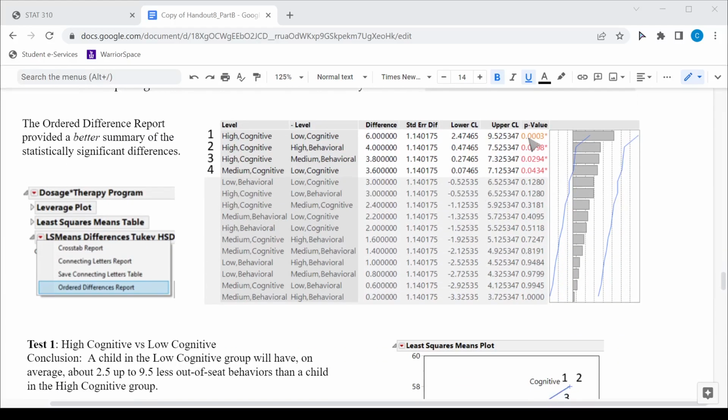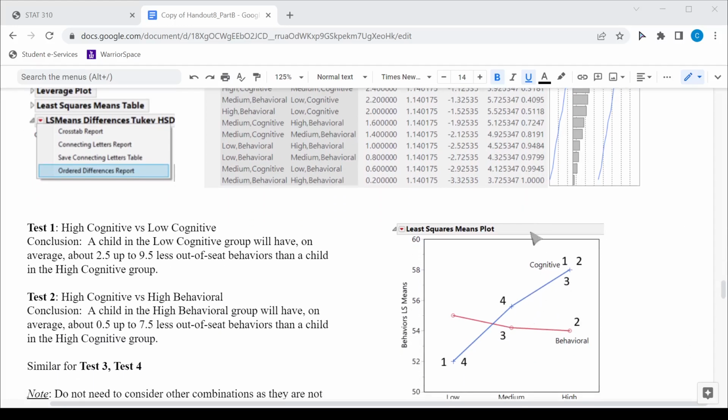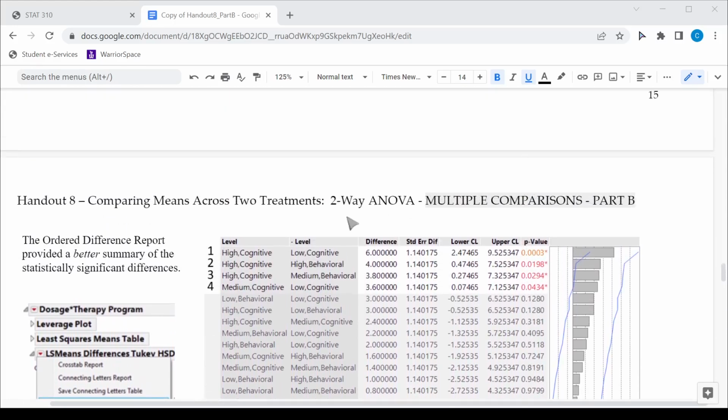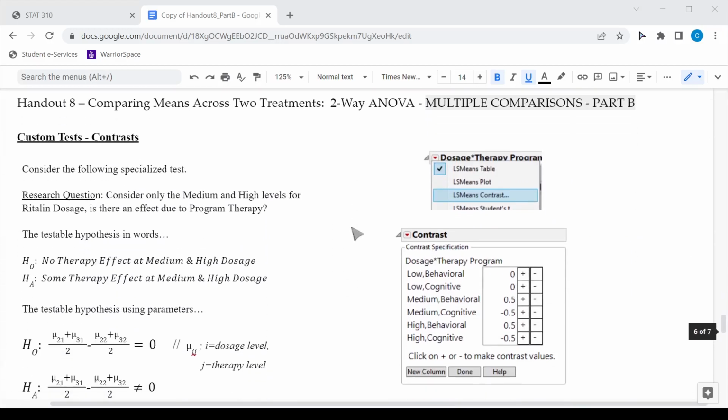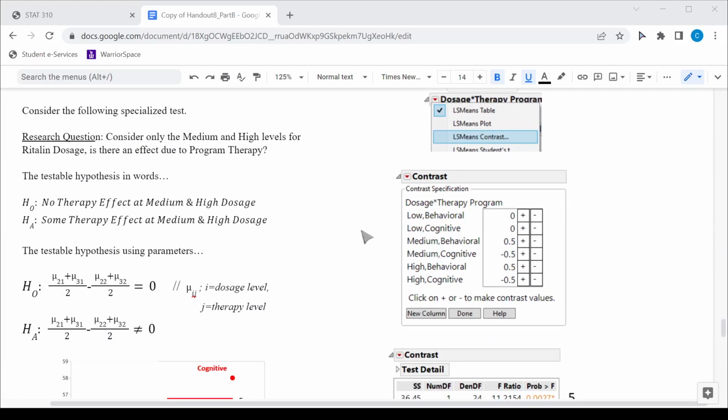Here's your order difference. So again, just talking about those different p-values and what they mean. So we just discussed all of those. We could do a contrast here. So again, like we did with the previous handout, we can do contrasts here.